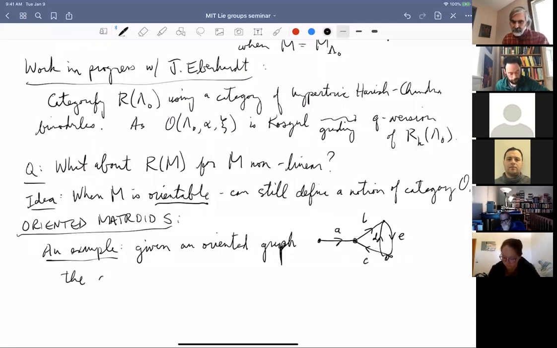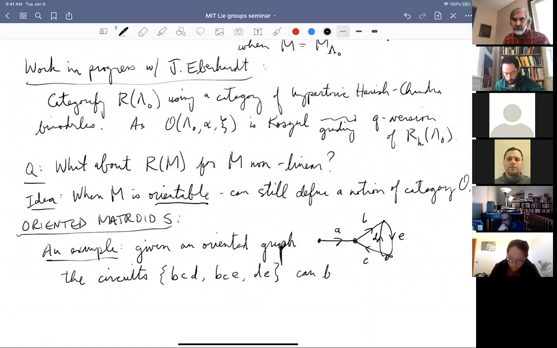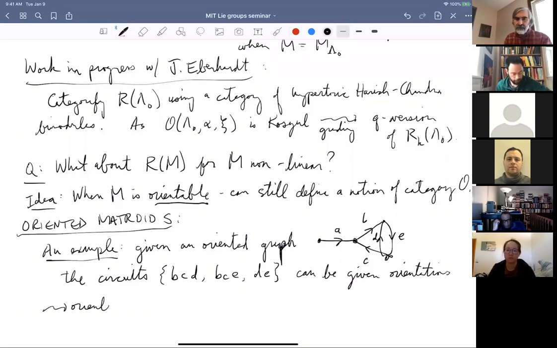We observe that the circuits are B, C, D, and B, C, E, and D, E. The circuits in this graph can be given orientations. And so we can go around a circuit and ask, which of the arrows agree with the orientation and which disagree? So we get oriented circuits.